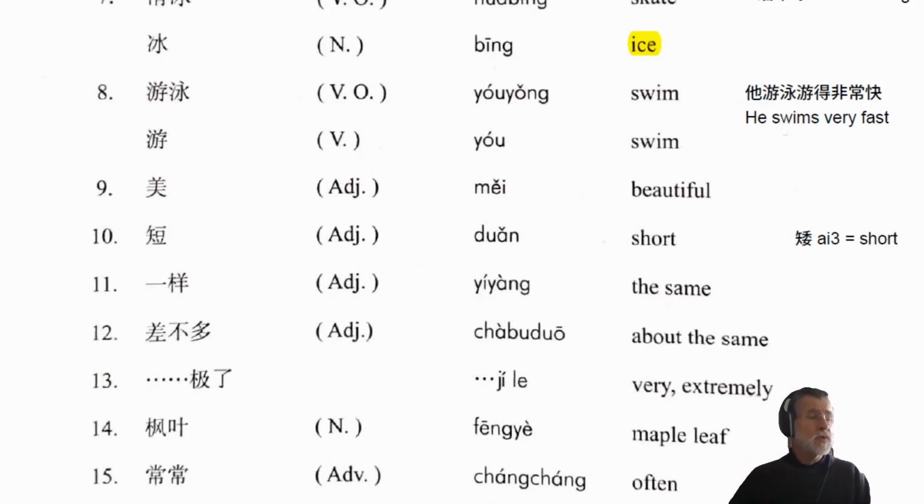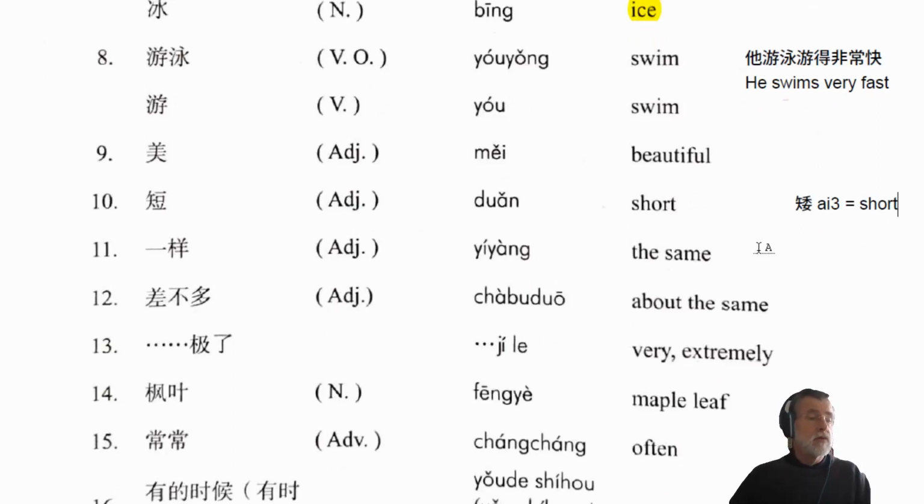Moving on, the next expression we have is the same. So there's a number of different ways you can use it. One of the simplest ways is you could say, I don't know, 这两本书都一样. These two books are both the same.